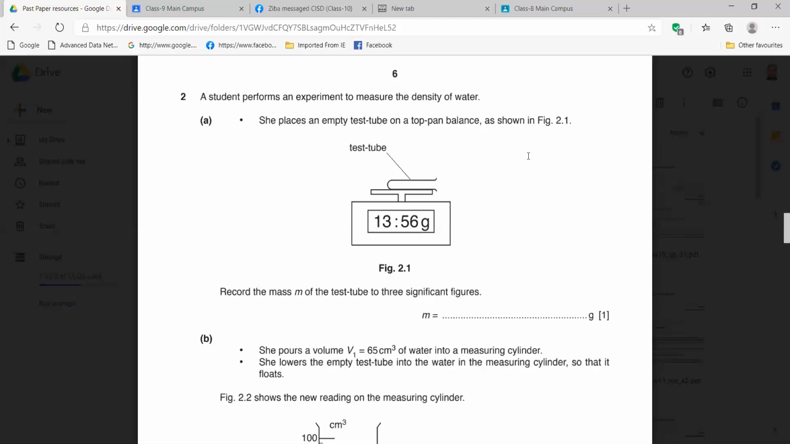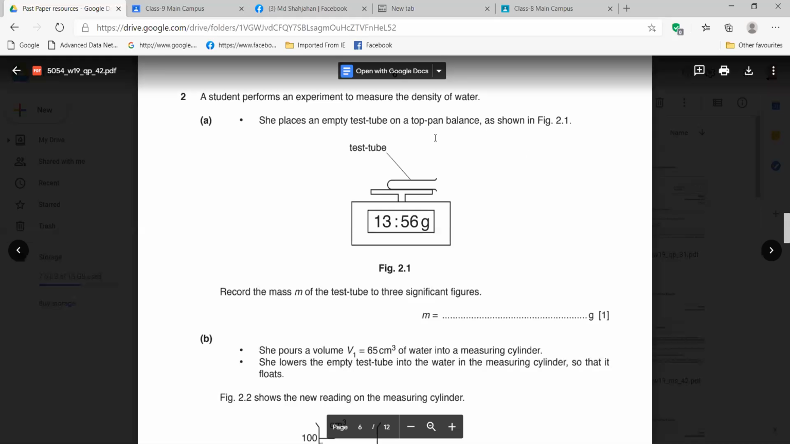But sir, here it is mentioned 3 significant figures. Yes. First you write 13.56, then you convert it to 3 significant figures, and that will be how much? Sir, 13.6.